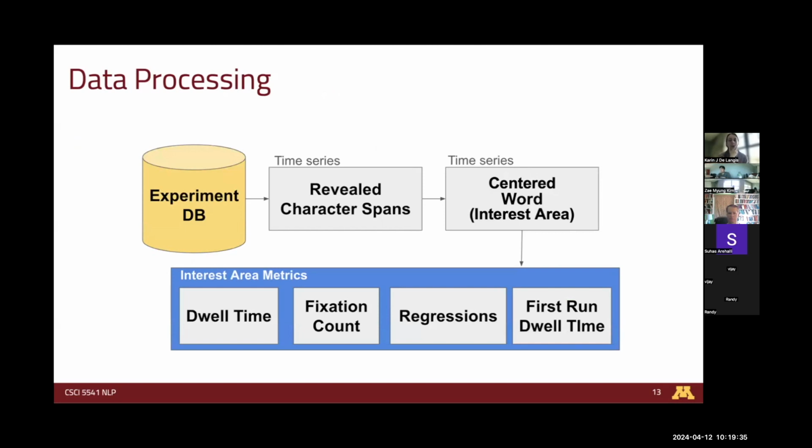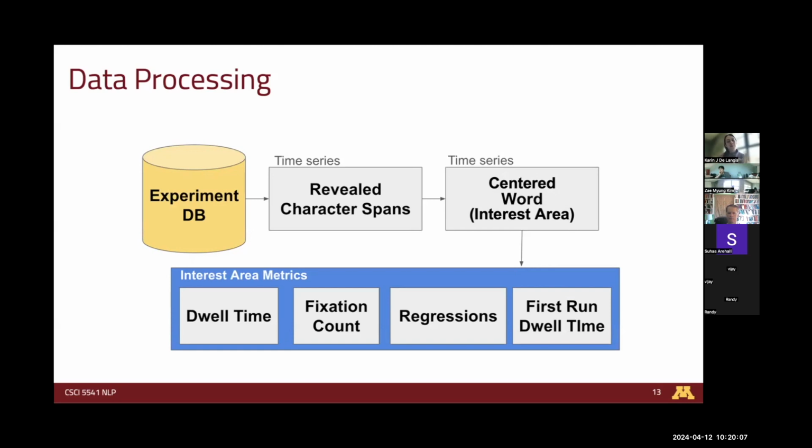So our basic approach to processing our online data, our goal was to get it into the same form that our eye tracking data is in. So basically, we take the mouse data that we have from our experiment database. We look at the revealed character spans that correspond to each of these mouse movements. We look at what centered word is most visible, and we designate this as our interest area.